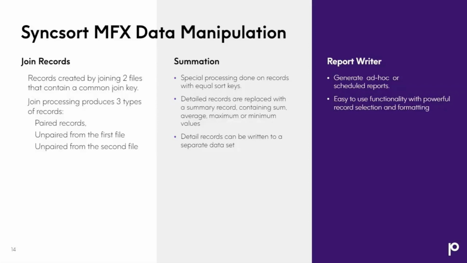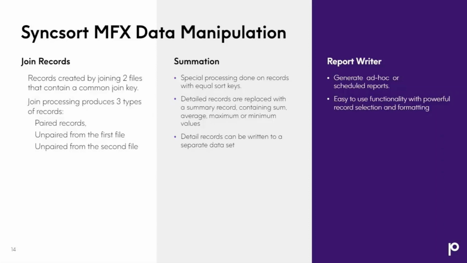Join processing produces 3 types of records: paired records, unpaired from the first file, and unpaired from the second file. The disposition of records in each category can be controlled independently. The output from join processing can contain any of the combination of the record types. This feature is similar to the join processing found in relational databases.